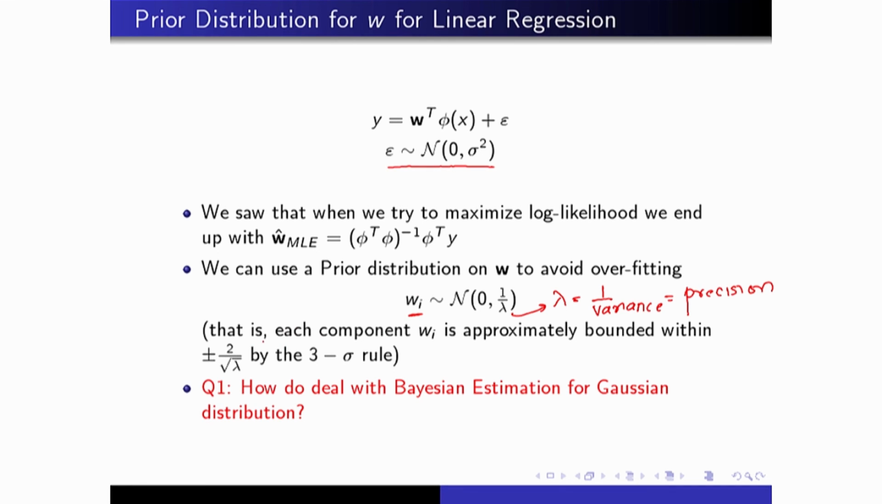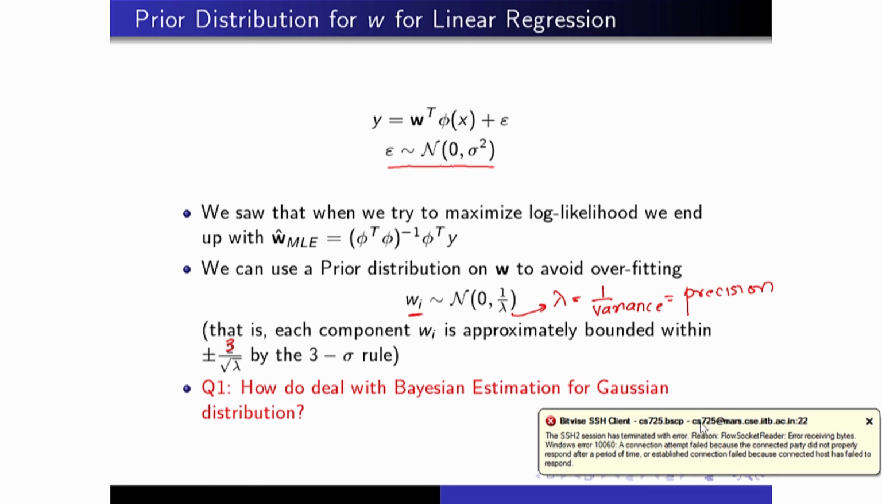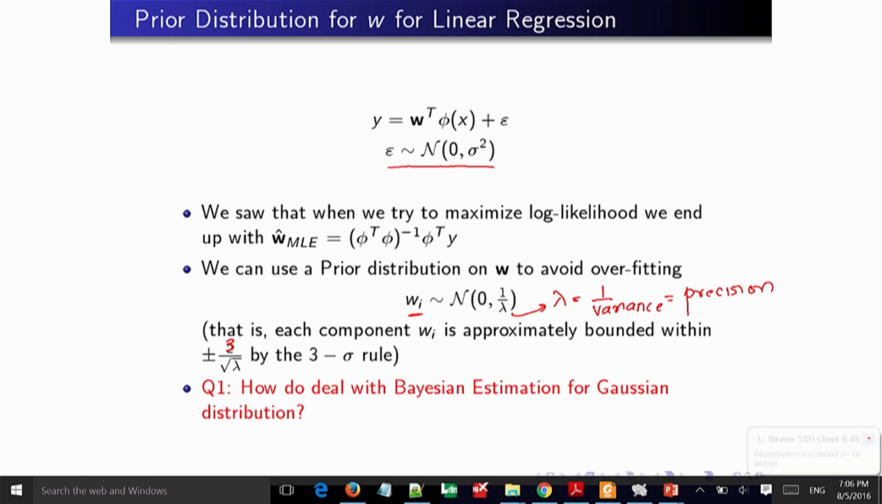So recall that this just means that each component wi is approximately bounded within plus minus 3 times 1 upon under root lambda. This is as per the 3 sigma rule. So now, what is Bayesian estimation for Gaussian distribution? What does it mean? With this prior on wi, how do I come up with the posterior?